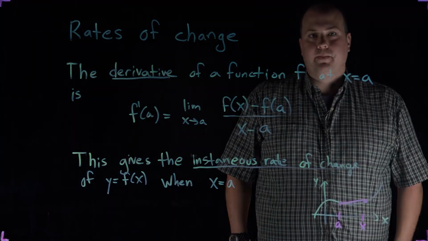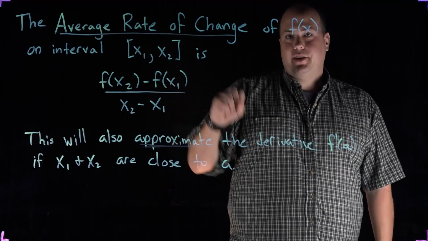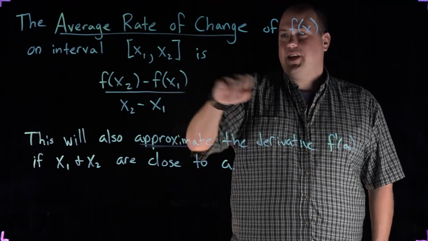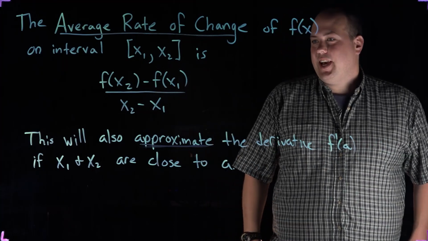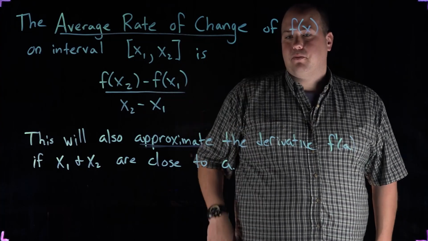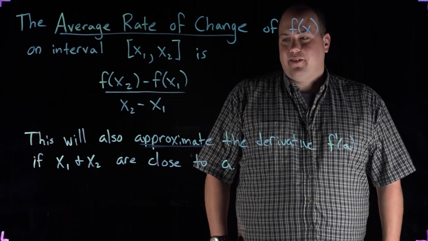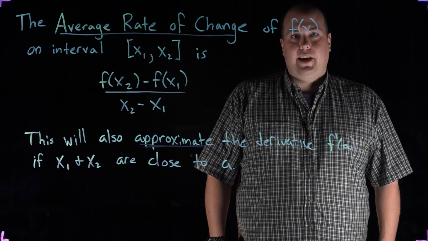As we've seen in class, we can also use the average rate of change formula, f of x2 minus f of x1 over x2 minus x1, to get the average rate of change between any two inputs. This will be used to approximate the derivative, f prime of a, if we let x1 and x2 be close to the value a.